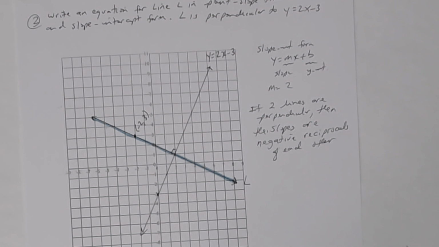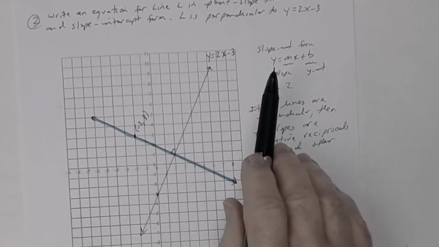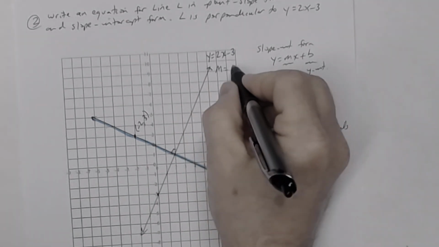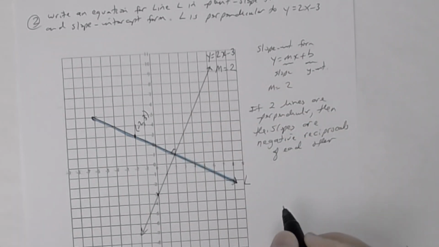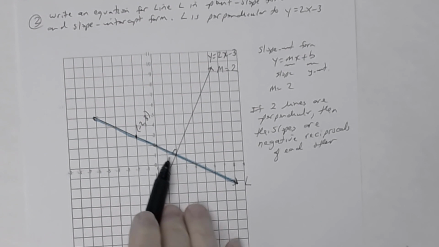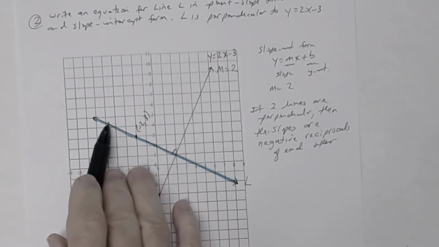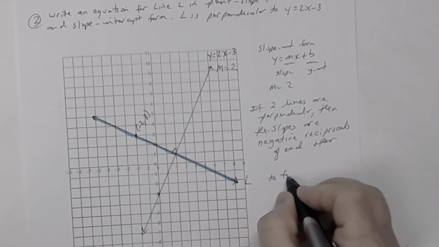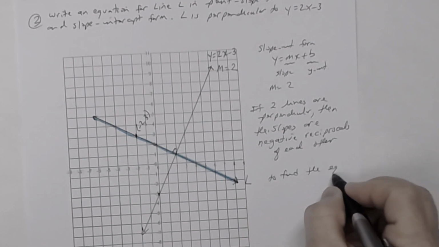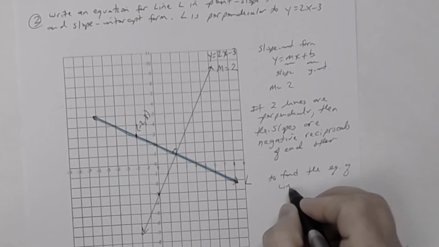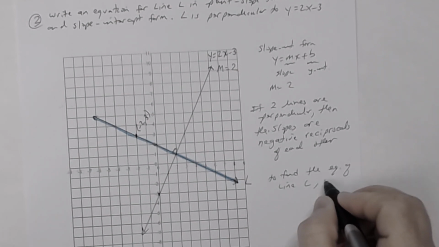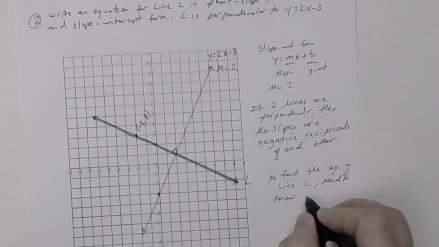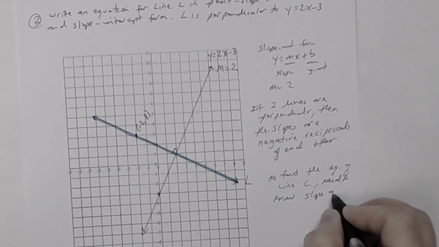So in this case, the slope of this line right here, I'm going to put it right here, the slope is 2. To find the equation of this line, remember, to find the equation of line L, you need to know the slope and a point.